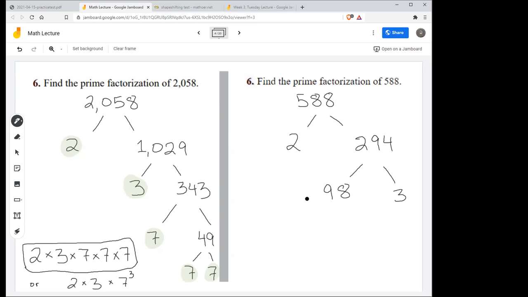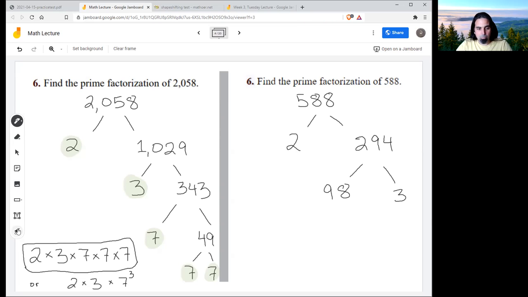Does the 98 have to go on the left? Doesn't matter. I'm purposefully putting it on this side because if I stick it over here, I'm going to kind of run out of space on my paper. But it is a tree. You can flip it around how you want.